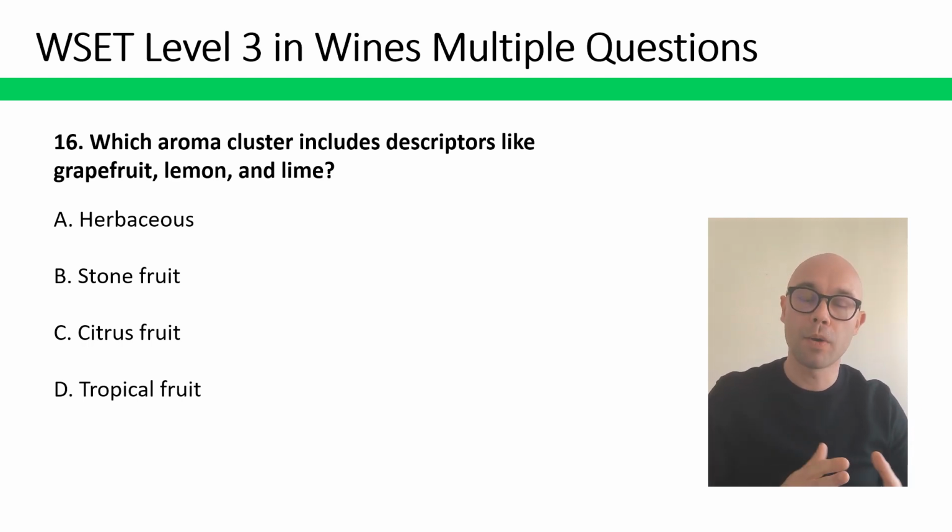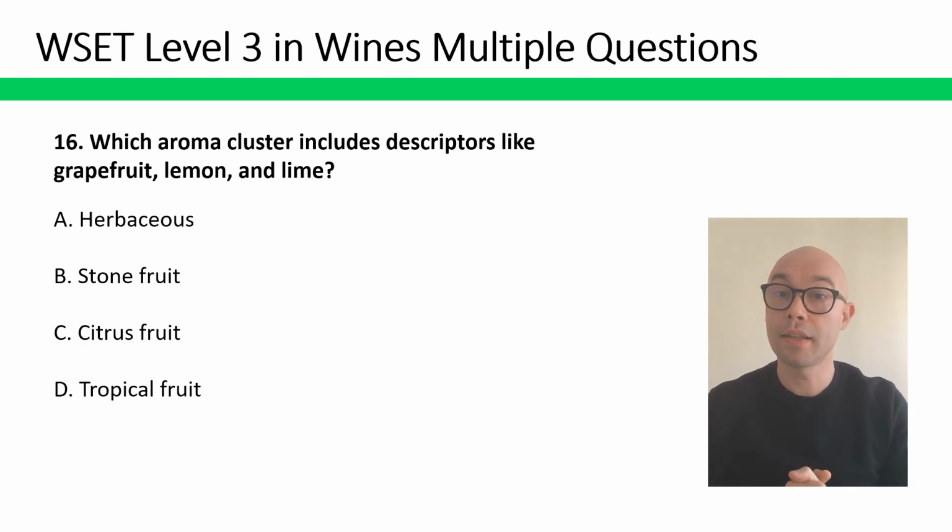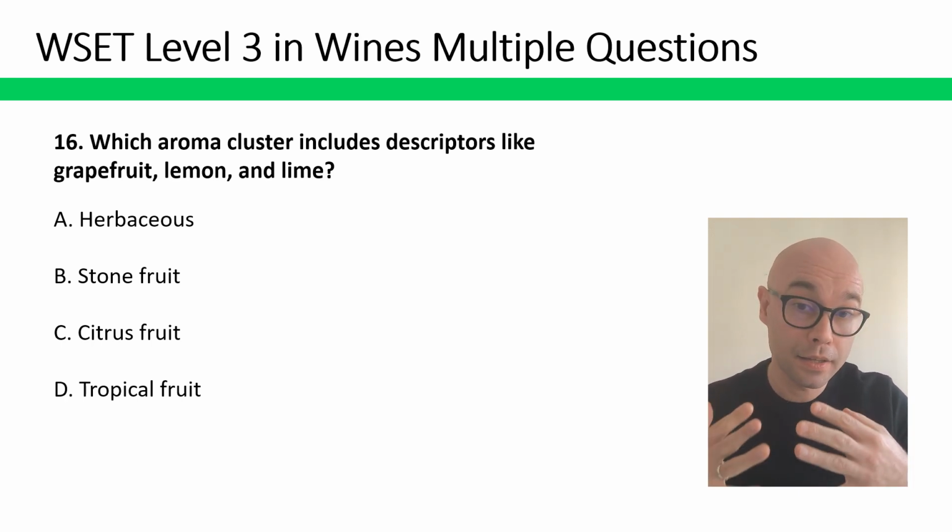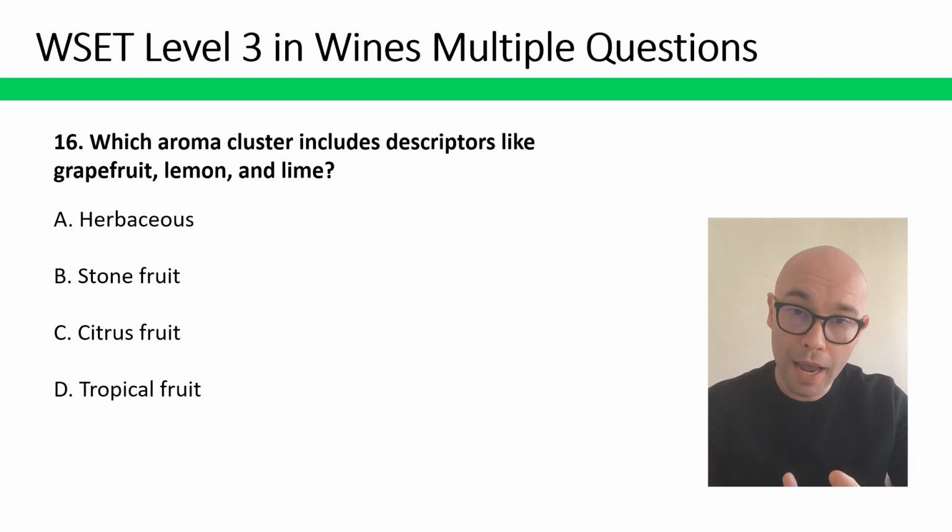When you're describing a wine, yes, you can use the whole cluster saying that this wine smells like citrus fruit, but you need to actually mention some of the citrus aromas in the cluster. Otherwise, you're not going to get points.